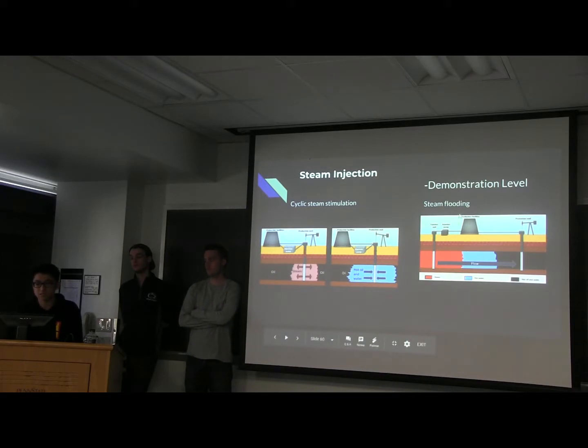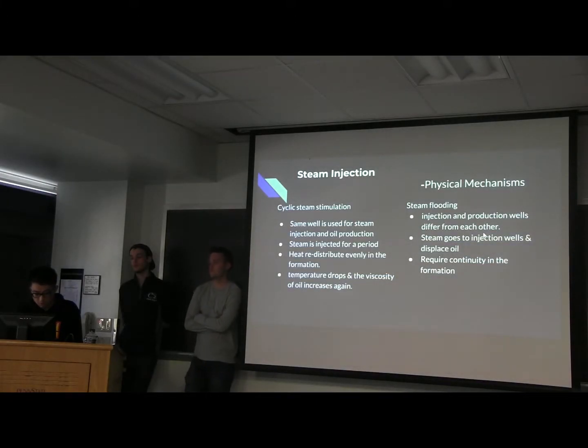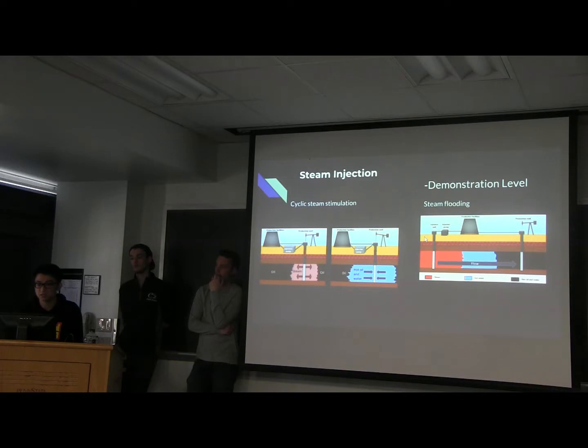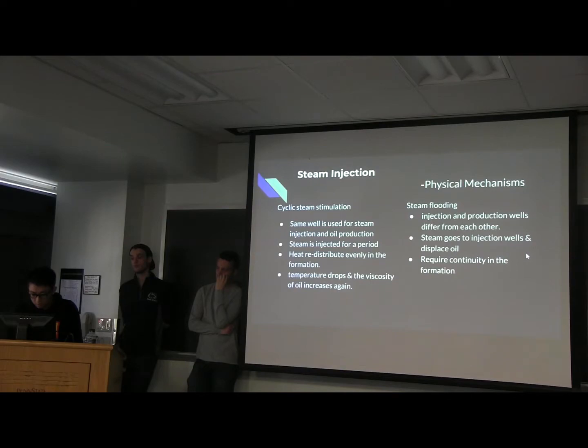And this graph is steam flooding. In steam flooding, injection and production wells differ from each other. There are two wells. Steam is introduced to the injection well and is driven toward the oil to physically displace it, while heating it to reduce viscosity. Steam flooding requires continuity in the formation to allow steam to drive oil toward the production well.